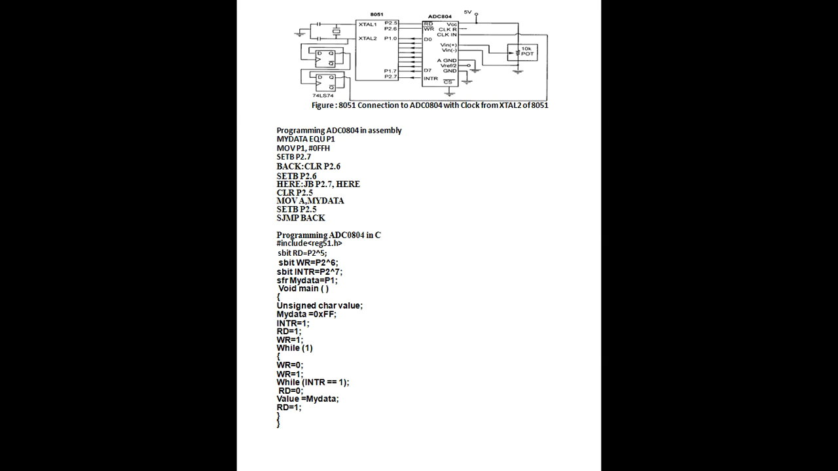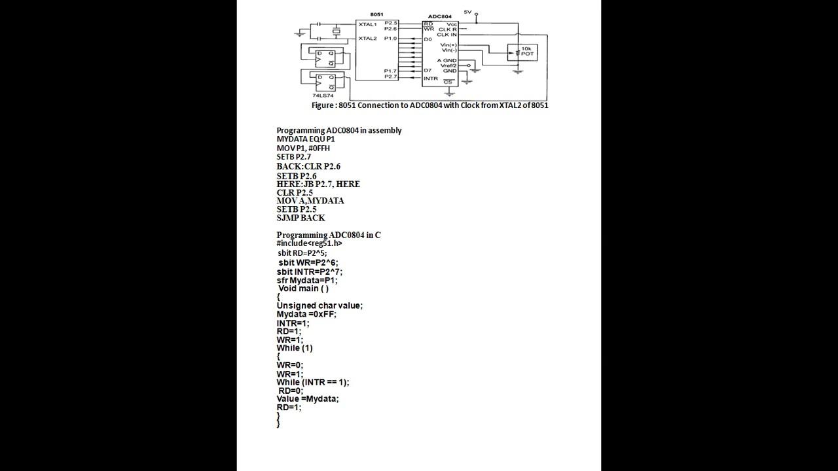Next, JB P2.7: here keep on checking the bit of P2.7. This is during the conversion period. Once it becomes 0, that's the end of conversion. Again you have to make it P2.5. Next, the data that is ready is read into the accumulator of the 8051. Again, to repeat the same thing, set bit P2.5. The same process is going to repeat.